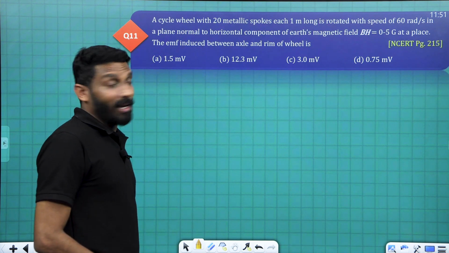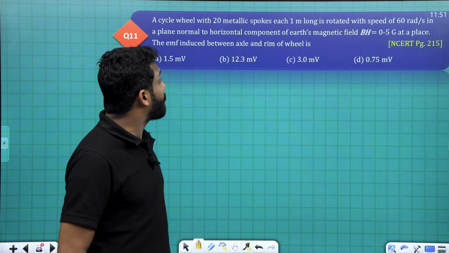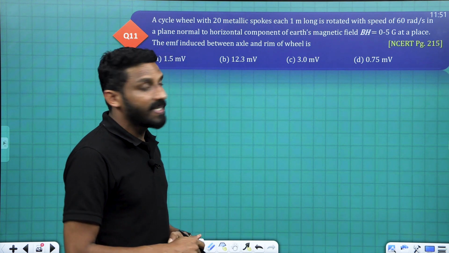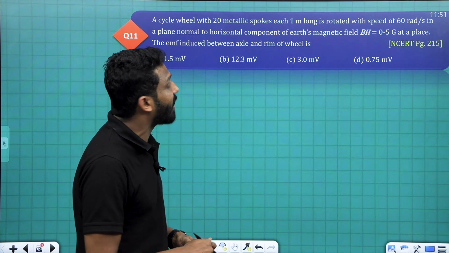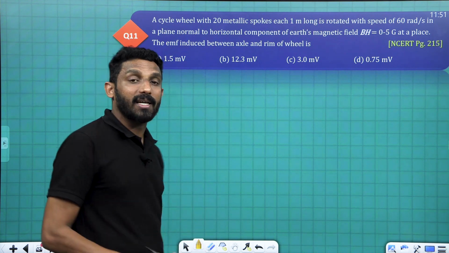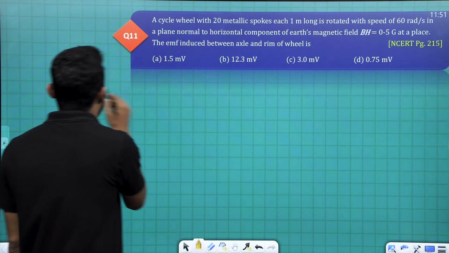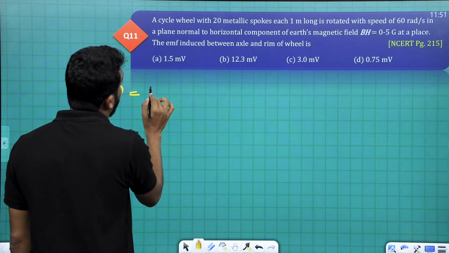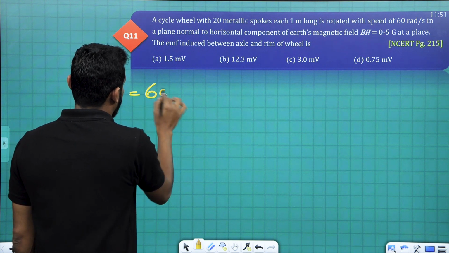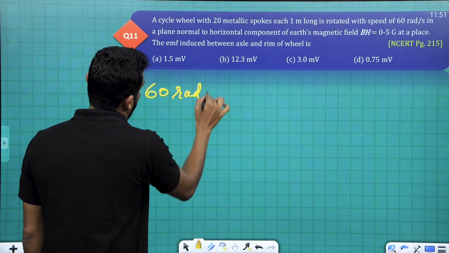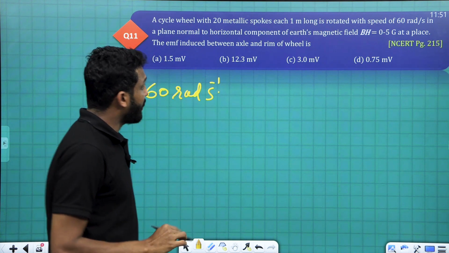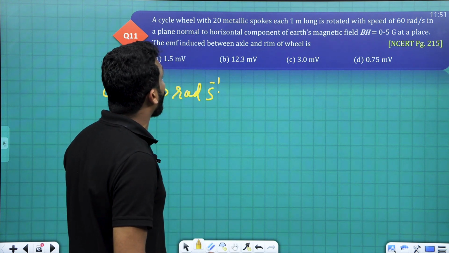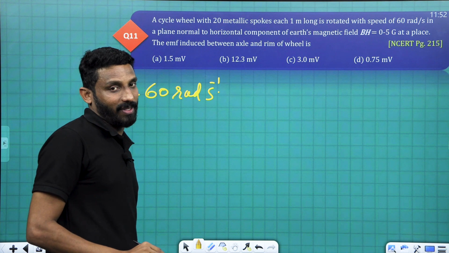A cycle wheel with 20 metallic spokes, each 1 meter long, is rotated with the speed of 60 rad per second. 60 rad per second means angular speed omega of the rotation of the cycle wheel is 60 rad per second. In a plane normal to the horizontal component of Earth's magnetic field.